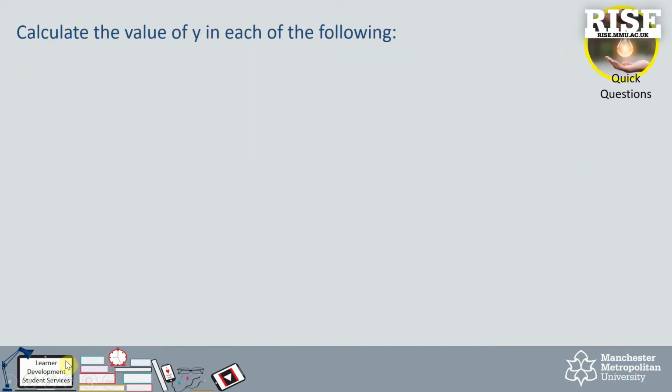Now let's have a go at calculating the value of y in each of the following using our substitution skills. Well, if I have the equation y equals x plus 7, I want to substitute the value x equals 8 into that position. So 8 plus 7 would be 15. Therefore, y would equal 15. What about now? y equals x plus 10, but substitute in x equals 7. Well, 7 plus 10 is 17. So when x equals 7, y equals 17.